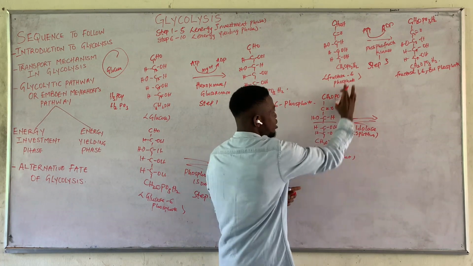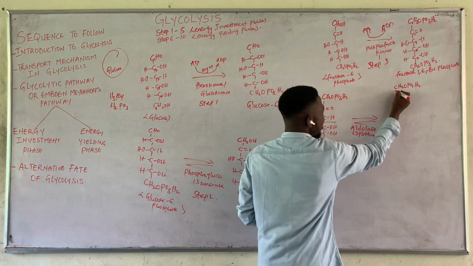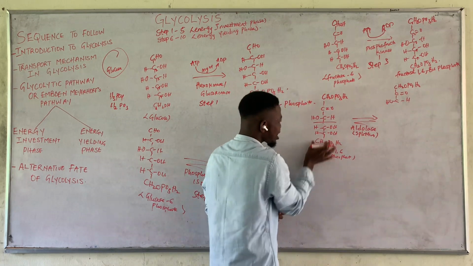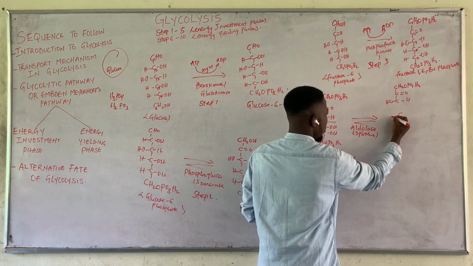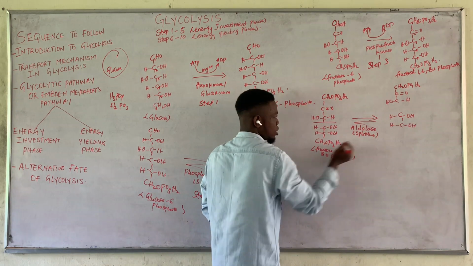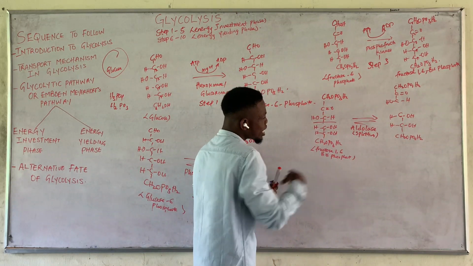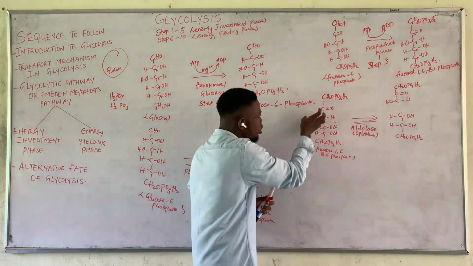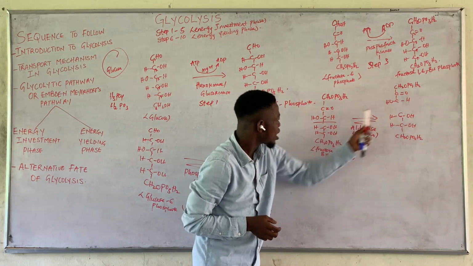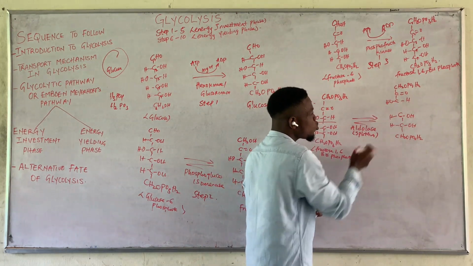You have this part here, which is CH2O, PO3H2, then followed by C double O, then COH and H. Then the second part is CHOH, CHOH, and CH2O, PO3H2. Do you get it now? So the bond is split here, dividing it into a 3-carbon molecule and a 3-carbon molecule. This is the first 3-carbon molecule, and this is the second 3-carbon molecule. Now this first 3-carbon molecule is not stable.